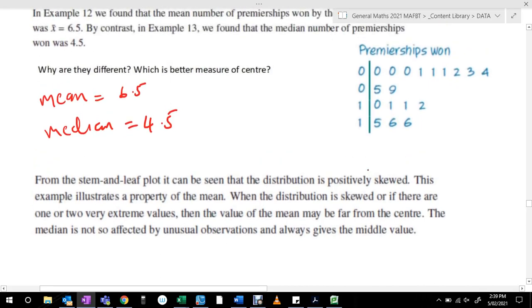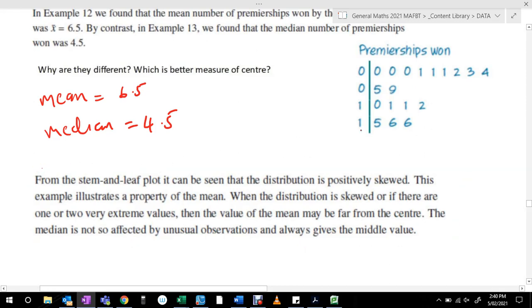So you would have learnt in year 10, which one is a better measure of the data? If your data is skewed, generally the median is better. But if it's symmetrical or approximately symmetrical, the mean is better. Okay, but here's a good explanation of what it has here.